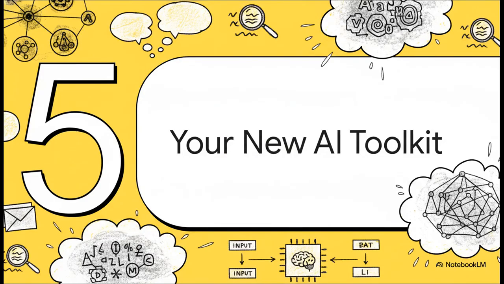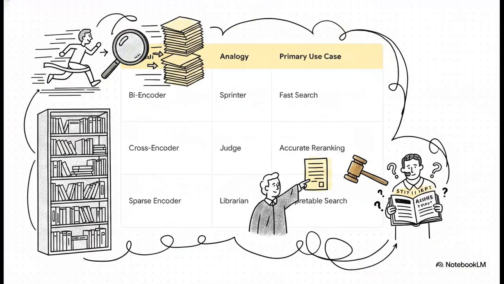So there you have it. That's our tale of 3 models. Let's pull it all together and take a look at the brand new AI toolkit you now have at your disposal. Here it is, nice and simple. You've got the Sprinter for your fast, large-scale search. You've got the Judge for that super accurate re-ranking of your top results. And you've got the Librarian for interpretable, efficient hybrid search. 3 different tools for 3 very distinct but related jobs.